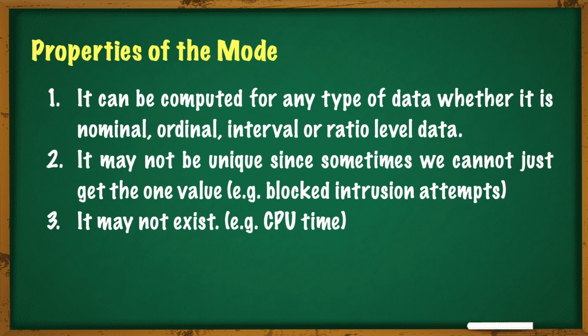With the examples that we used to compute for the mode, here are the properties of the mode. First, it can be computed for any type of data, whether it is nominal, ordinal, interval, or ratio level data. Second, it may not be unique. That means we can obtain not only one value, for example, the block intrusion attempts. And the third is it may not exist. An example of this is the CPU time.